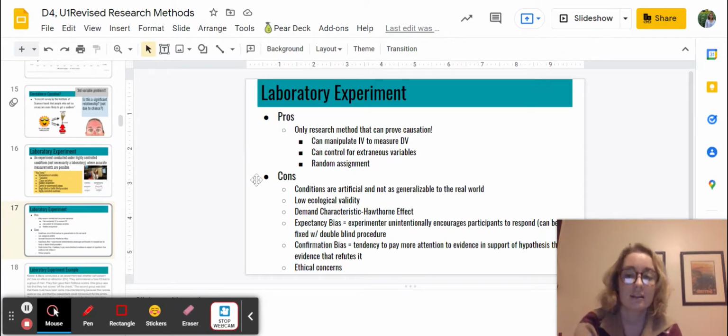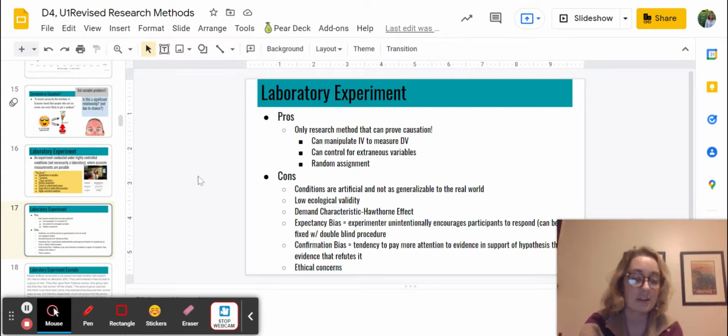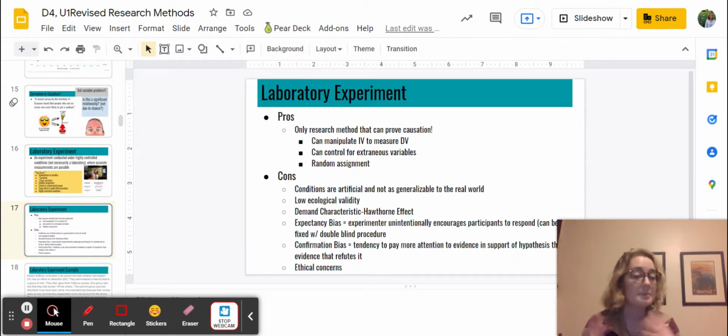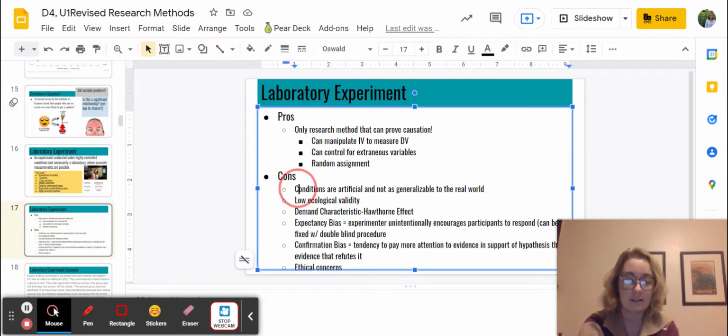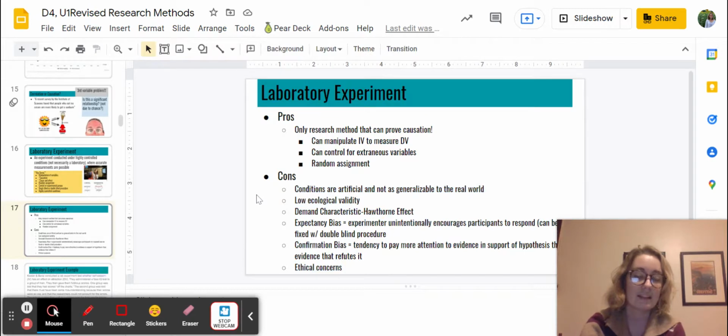But the issues are that sometimes, because you're conducting this in a laboratory setting, and not in the real world where you're doing naturalistic observation, just watching people in their natural habitats, they're kind of artificial conditions, and you might not be able to generalize to the real world because people might be acting differently in a lab than they would in real life. And this also means low ecological validity, which is the same thing I said here. That's the fancy way of saying that it's not really like real life.